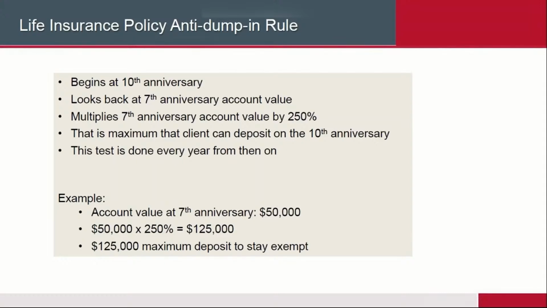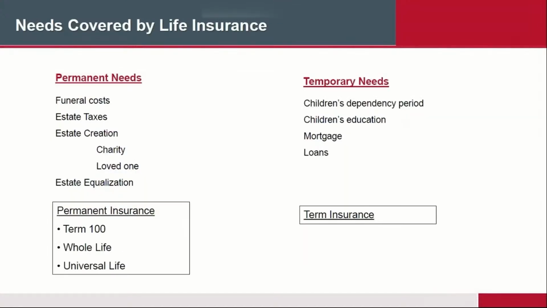It really only applies to Universal Life because Universal Life is the only plan where you can actually make additional deposits, whereas whole life, par or non-par, doesn't quite work with that. And certainly term insurance is automatically exempt because it doesn't have any account value anyway.